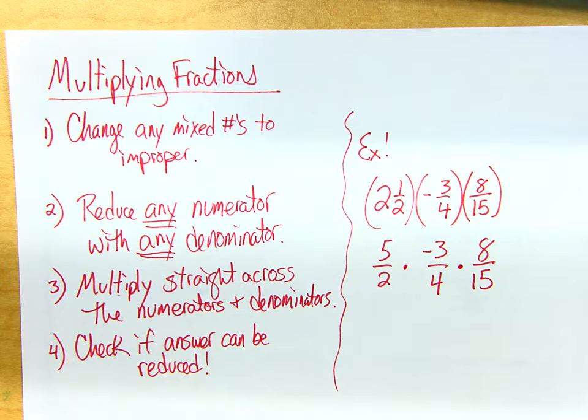Well, we're only done with step 1, right? Step 1, change any mixed numbers to improper. Did it. Step 2. Guys, please watch this because this is going to make your life so much easier if you know what you're doing right here. Is everybody caught up? Watch how cool this is. Step 2, reduce any numerator with any denominator. They don't have to be in the same fraction. They can be in different fractions.